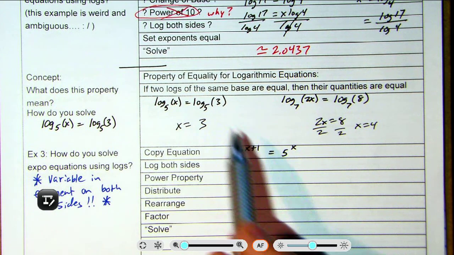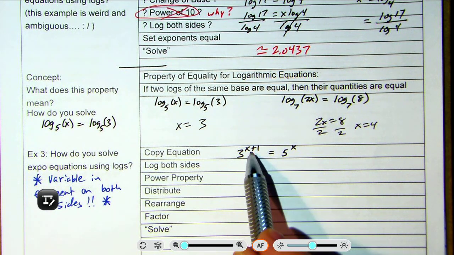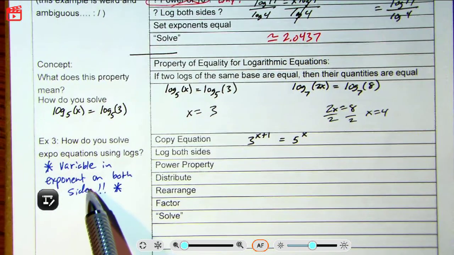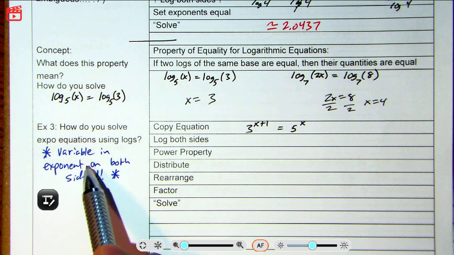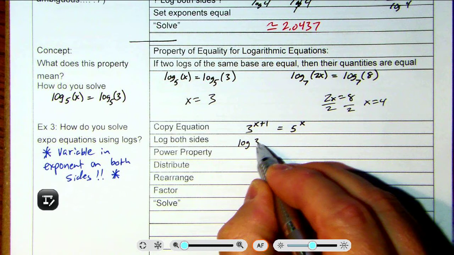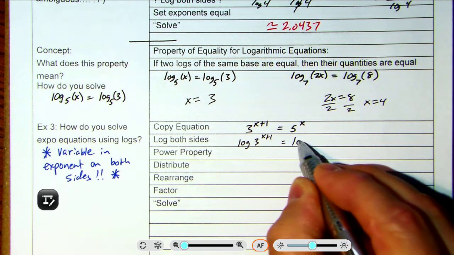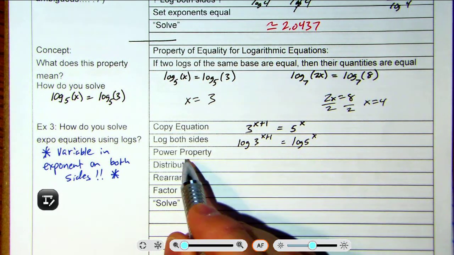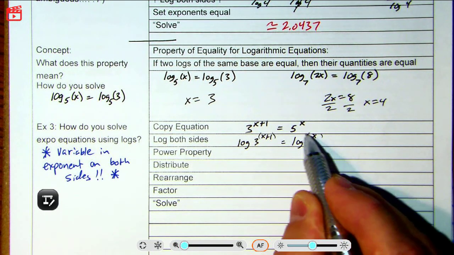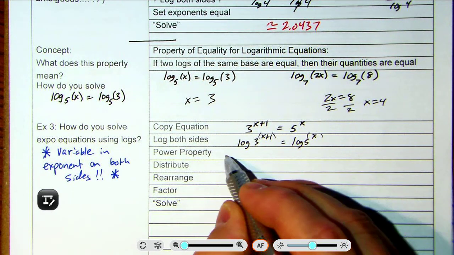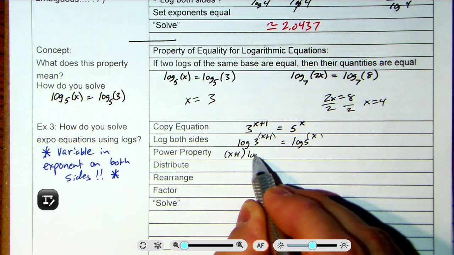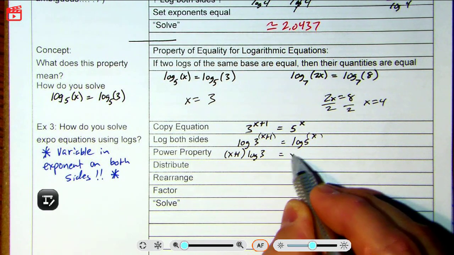So you're going to see, first off, when you have variables up in the exponents on both sides, you're going to need to take the log of both sides. So the log of 3 to the x plus 1 equals log of 5 to the x. And then we use the power property to bring the exponents down in front. Remember, the power property just jumps in front. Use this as a quantity. The x plus 1 is a quantity. So it's x plus 1 times log of 3 equals x times log of 5.